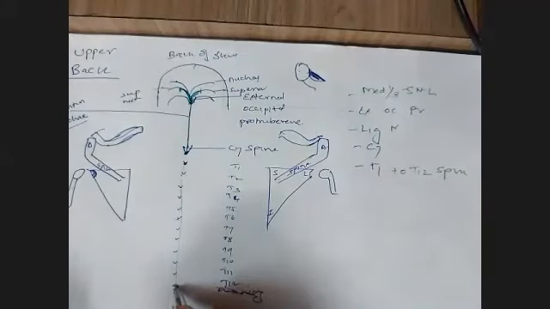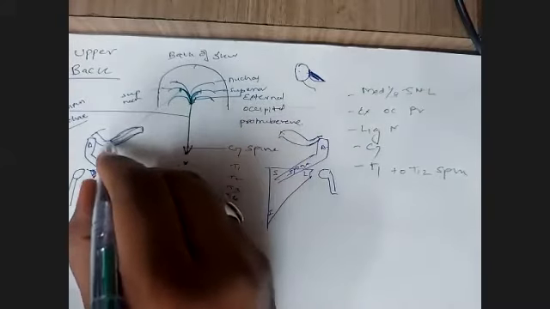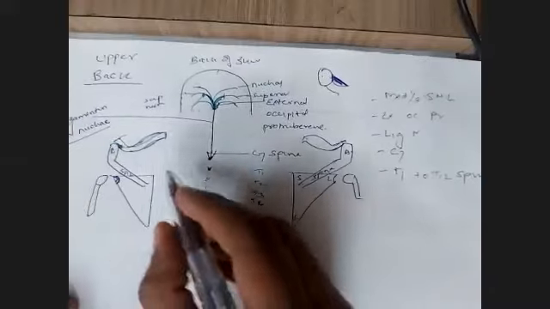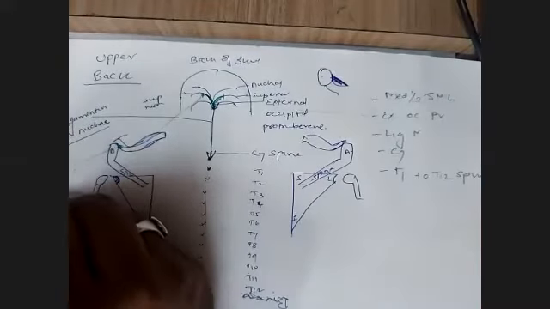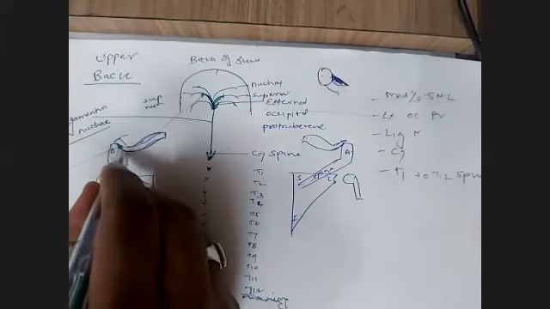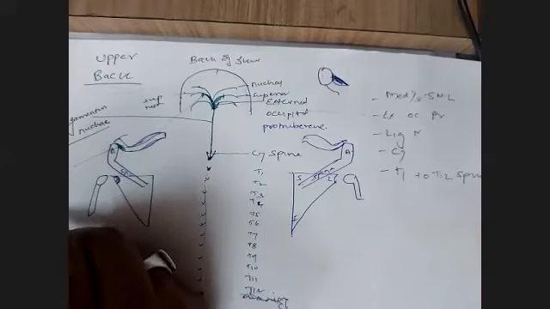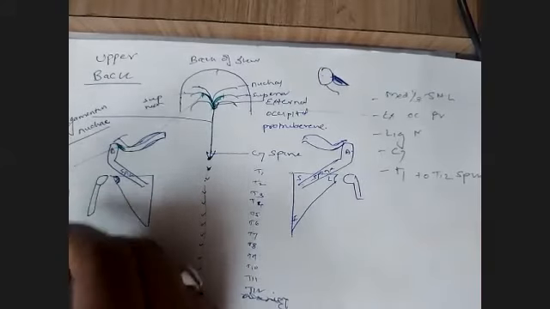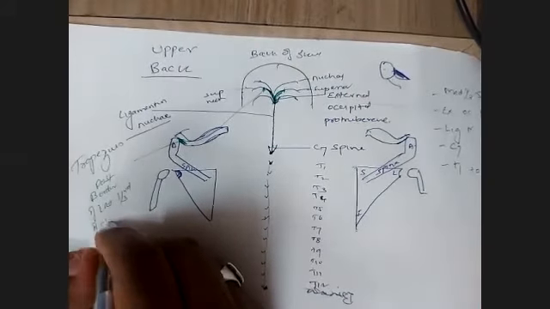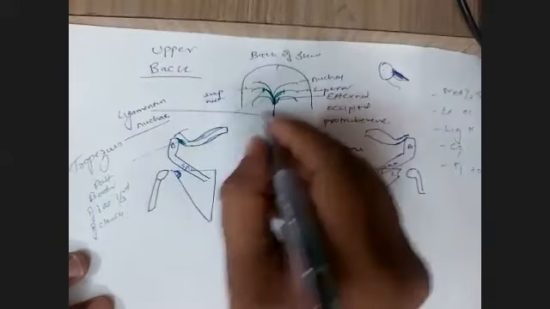Now let us see the insertion. The fibers from here go and get inserted on posterior border. So some fibers are getting inserted on posterior border. You can see here posterior border of lateral 1/3 of clavicle. So these upper fibers are getting inserted there.